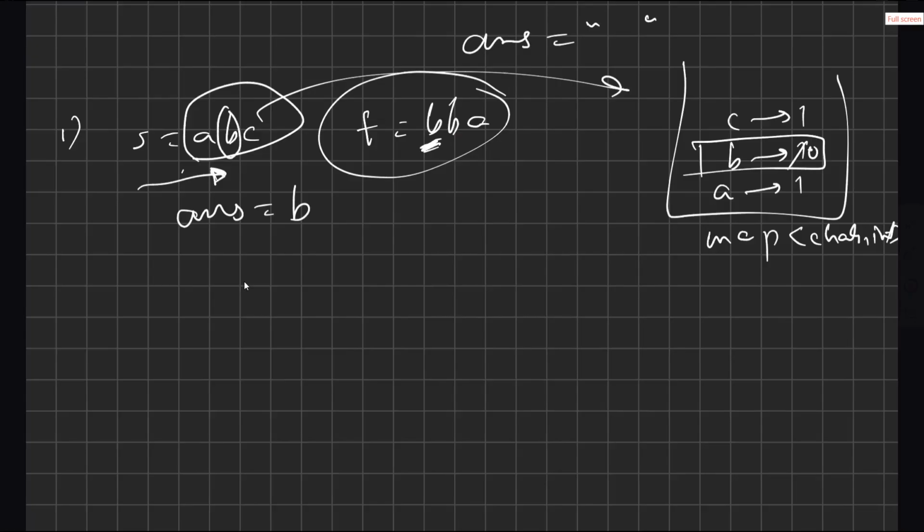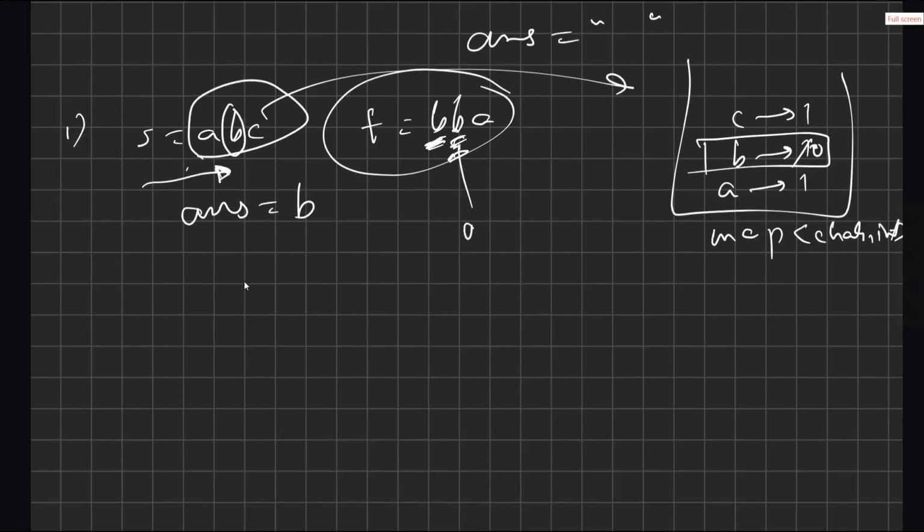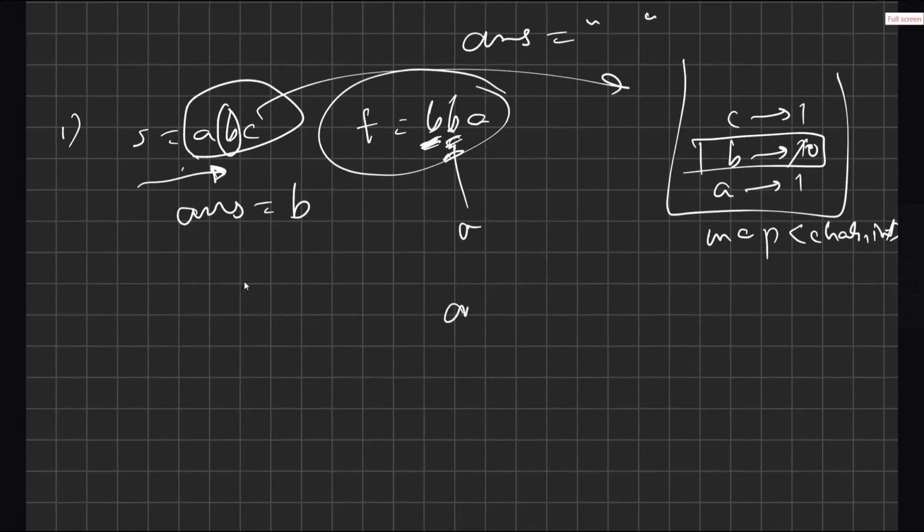Now again you'll be checking B. Do you have B? You'll go to the map. You have B as 0, which means we don't have another B in the string S. So when you don't have B, you can't insert any character lesser than B. Like if you try to insert A, your answer is going to be something like B, A, and then whatever character you take.